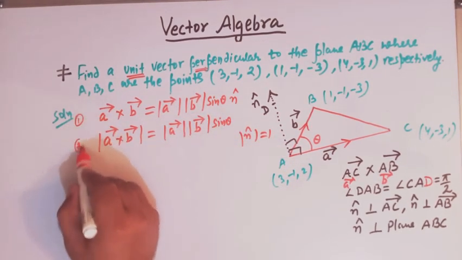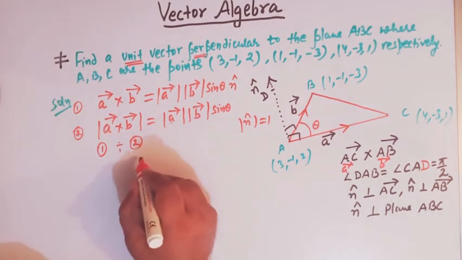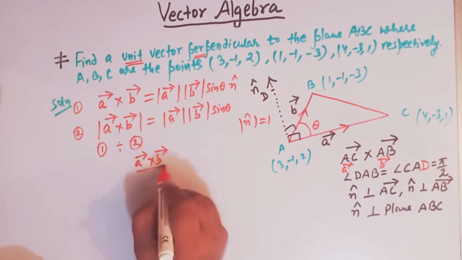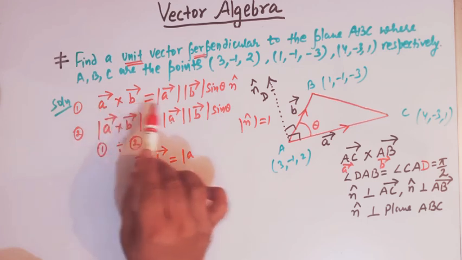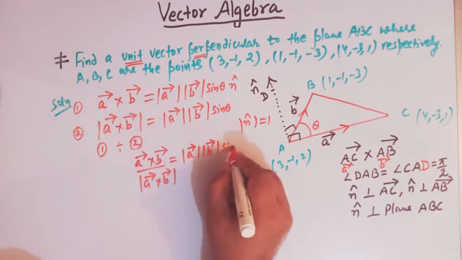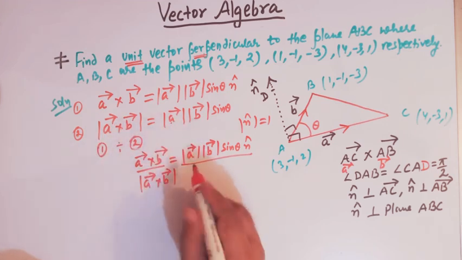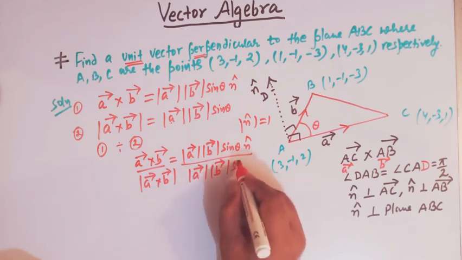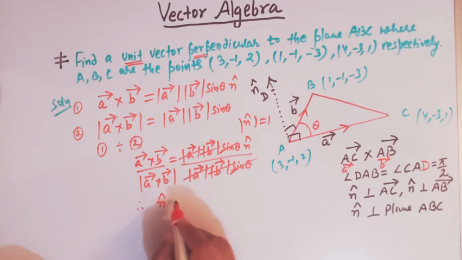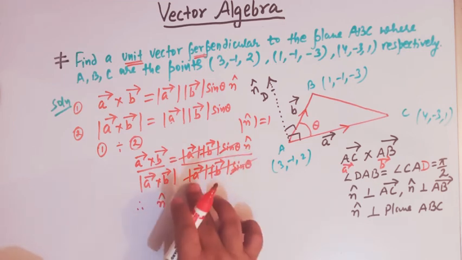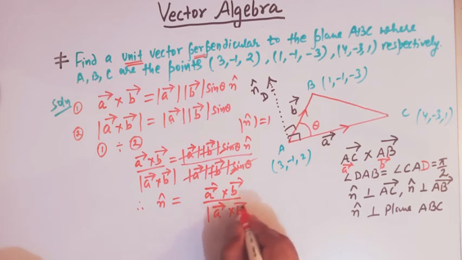So this is equation 1, this is equation 2, and if we divide equation 1 by equation 2, vector A cross vector B divided by the magnitude of vector A cross vector B is equal to, we will substitute the value of A cross B here, and the value of the magnitude of vector A cross vector B from this equation. So here we have this term, and we see that this gets cancelled, this also gets cancelled, and sin theta gets cancelled. So we are left with the unit vector n cap, and n cap is written as A cross B divided by the magnitude of A cross B, right?